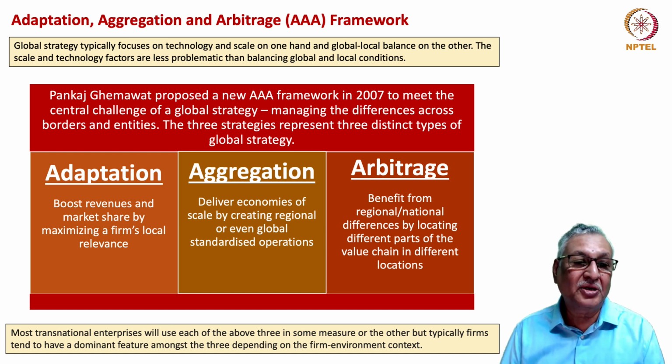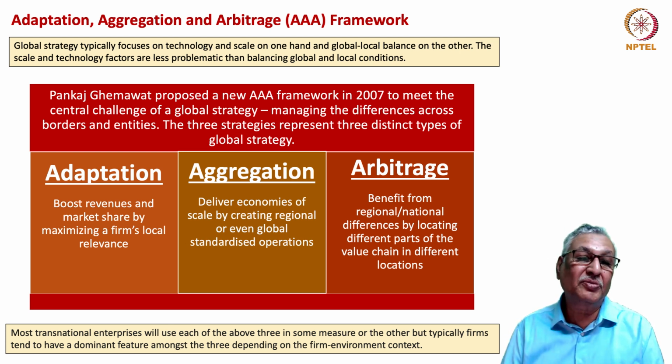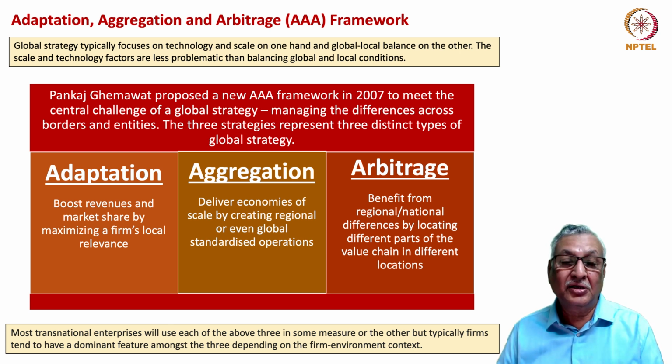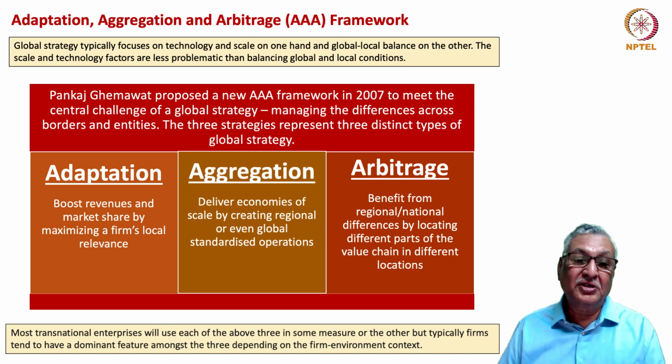The first A is adaptation. We need to boost revenues and market share by maximizing a firm's local relevance. That's why information technology companies from India, when they set foot in the foreign shores, try to set up development centers, recruit local people, even as deputing from India is necessary. They also try to recruit people from the local communities. This is adaptation. And adaptation is being done by foreign companies when they come to India and try to meet our consumption markets, or when they set up manufacturing facilities in India.